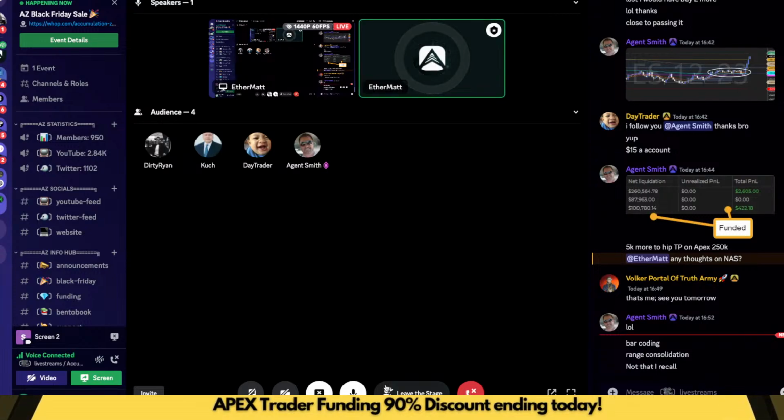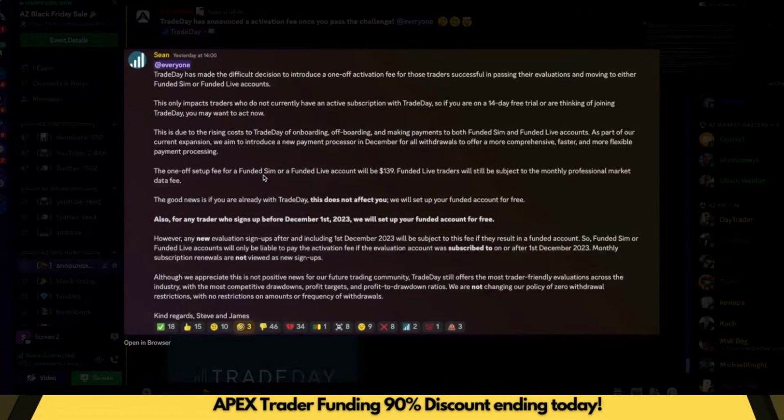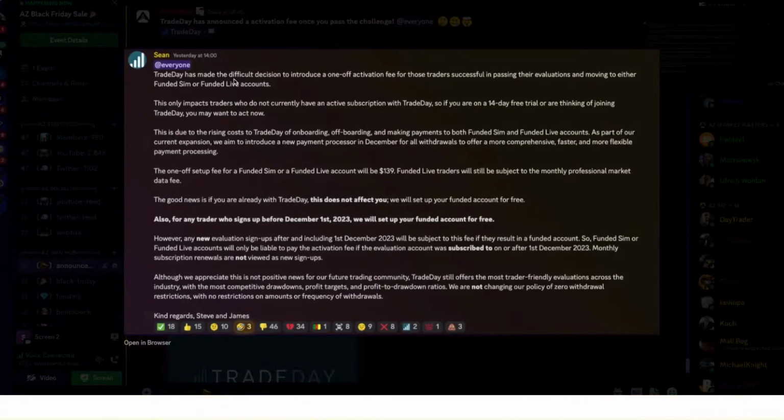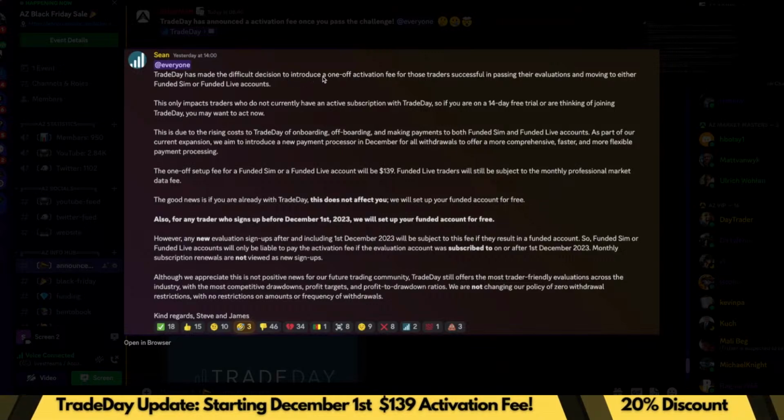And I hope everyone got the update. Trade Day is introducing an activation fee now. I just saw it this morning on their Discord. Right here, they have shared that message. Trade Day has made the difficult decision to introduce a one-off activation fee for those traders successful in passing their evaluations and moving to either funded sim or funded live accounts.